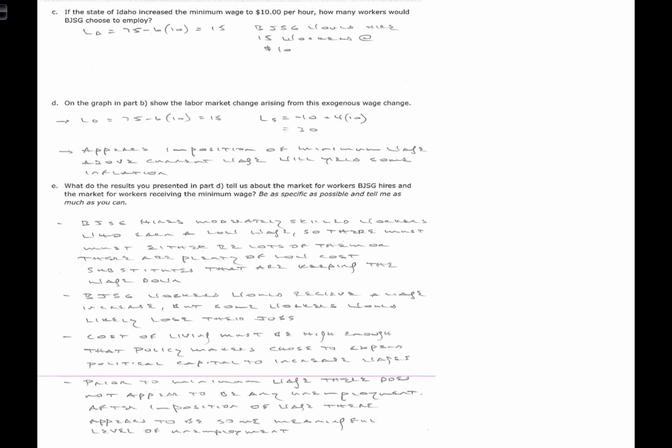In item C, I've gone ahead and said, okay, if the state of Idaho increased the minimum wage to $10 an hour, recall that that is $1.50 greater than the wage currently being paid, then how many workers would BJSG choose to employ? Well, what we're going to do now is we don't have a new labor demand equation or a new labor supply equation. We simply have a new value to put into each of those equations.